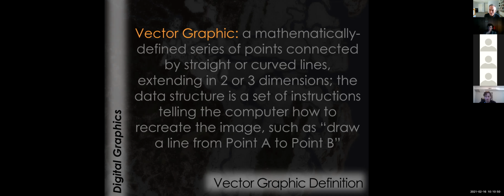And then the other type of computer graphic we have are known as vector graphics. A vector graphic is a mathematically defined series of points connected by straight or curved lines extending in 2 or 3 dimensions. The data structure is a set of instructions that tells the computer how to recreate the image, such as draw a line from point A to point B, and then a curved line from point B to point C, and so on. So they're two very different ways of creating graphics in a computing format.